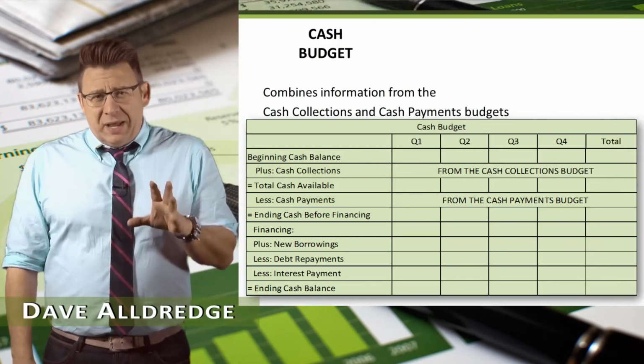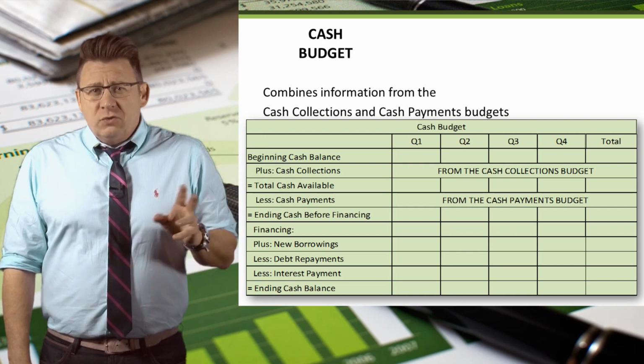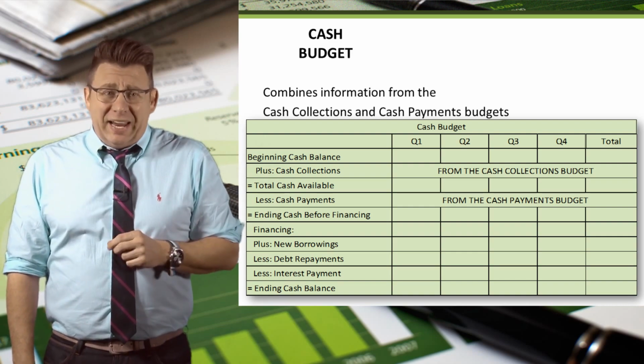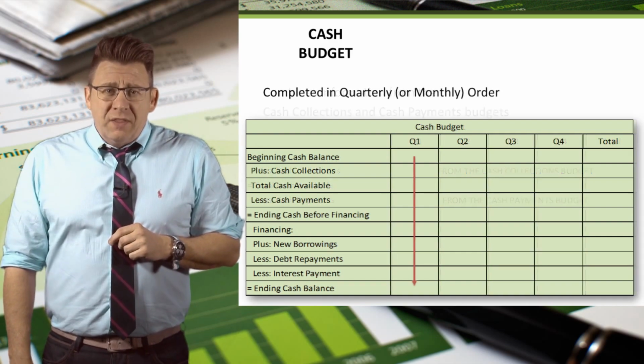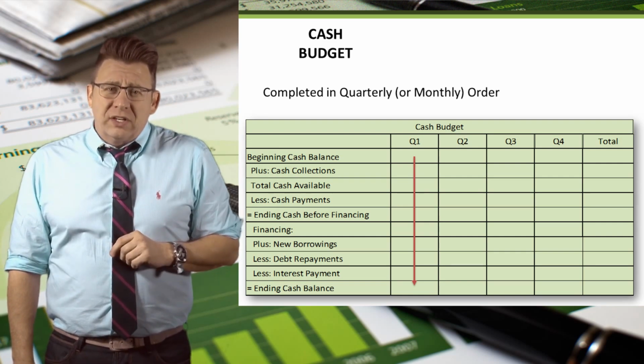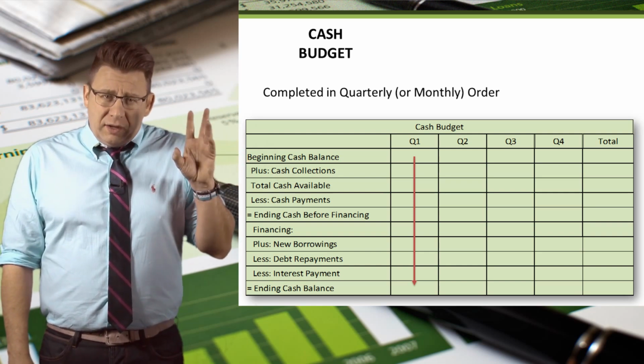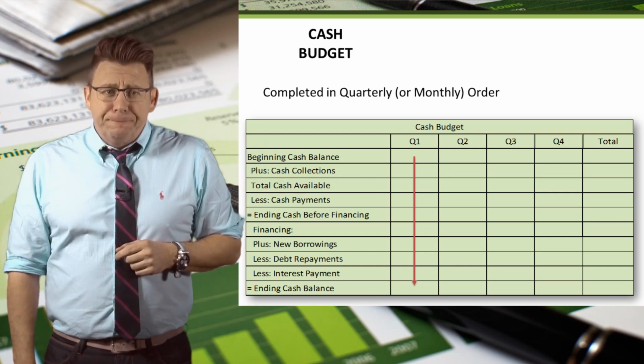The cash budget combines data from the cash collections budget and the cash payments budget. This is why the cash budget is sometimes called the combined cash budget. This is one of the few budgets that we complete vertically rather than horizontally. This means we're going to complete 1 month or quarter completely before we move on to the next.